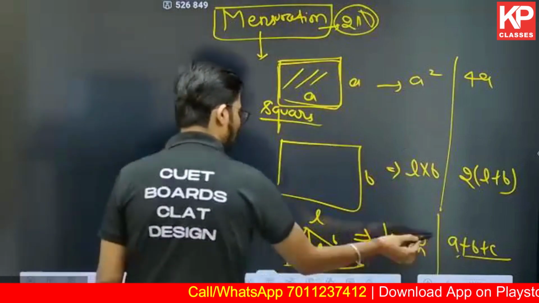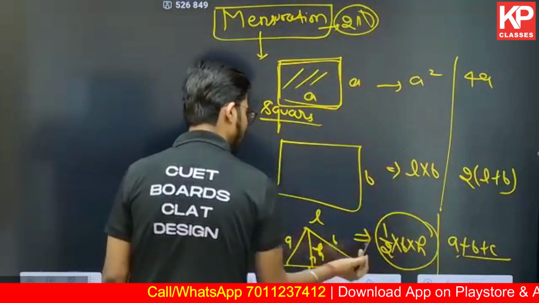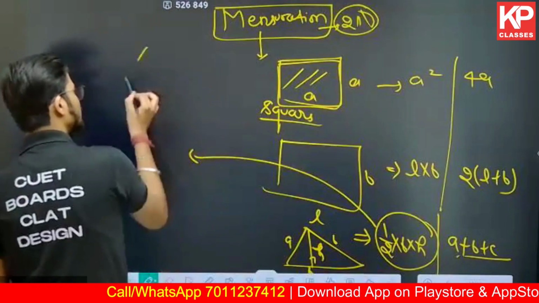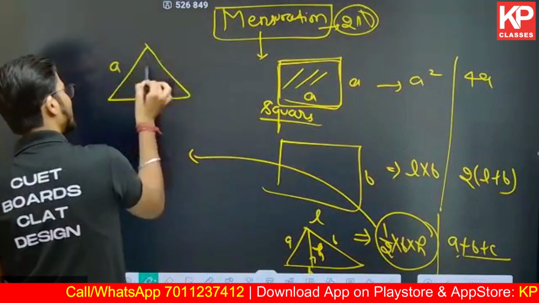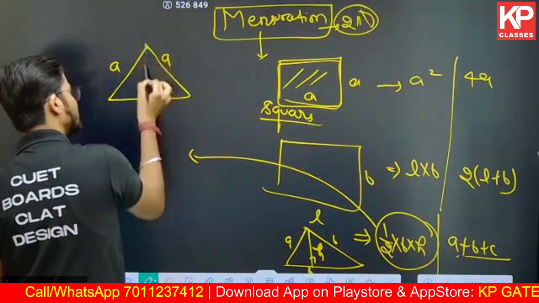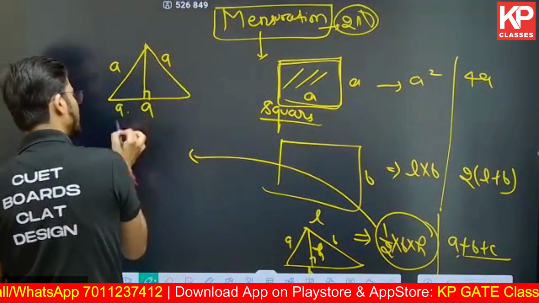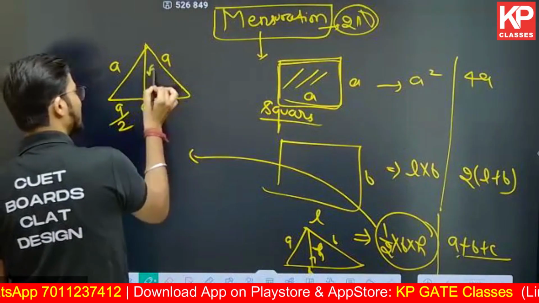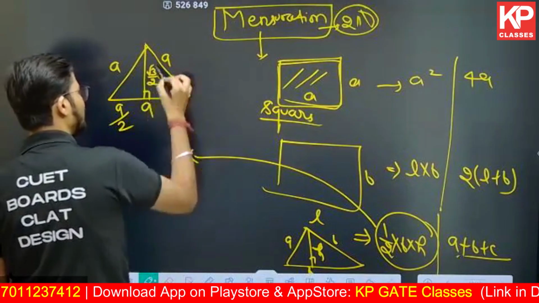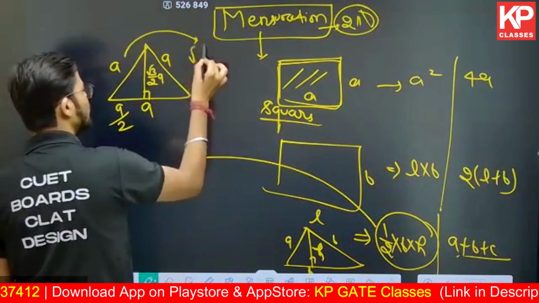The one thing is 1 upon 2 base into height is one way of calculating the area. Now, in case of an equilateral triangle, all sides are going to be A. If you draw a perpendicular, it is going to divide the base into two equal parts. This side is going to be root 3 by 2 A. And if I need to find out the area in this case, it is going to be what?